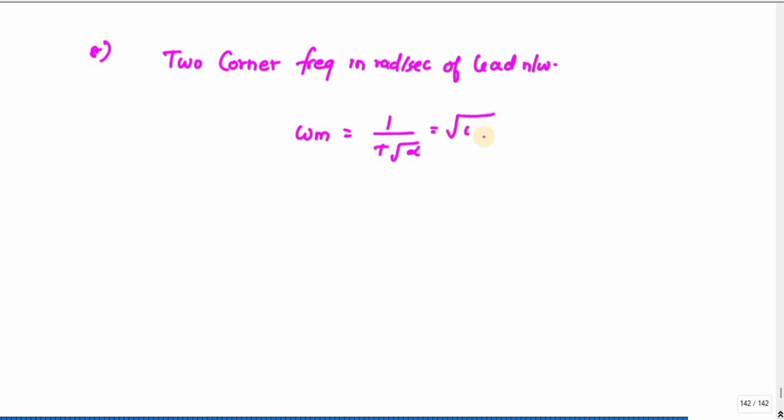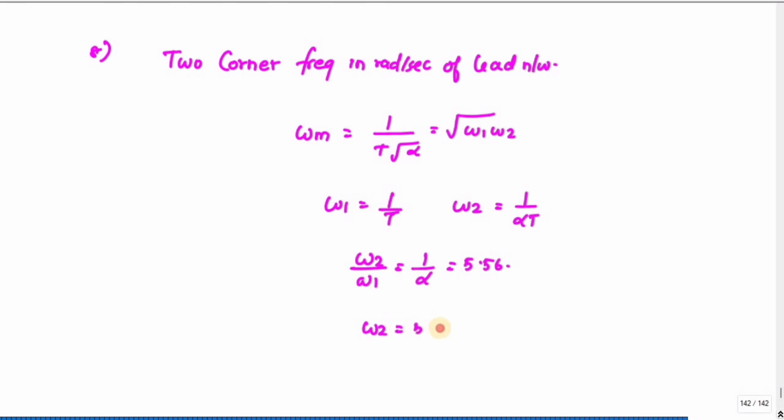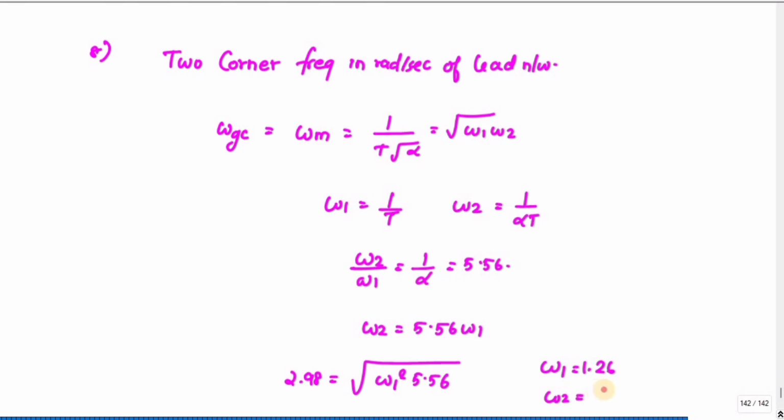So ωgc is equal to 1 / (T √α), that is equal to √(ω1 ω2). So ω1 is equal to 1/T, ω2 is equal to 1/(αT). So ω2 / ω1 is equal to 1/α. If I substitute the α value, I will get ω2 / ω1 is equal to 5.56. So ω2 is equal to 5.56 into ω1. So ωgc, that is 2.98, is equal to √(ω1 ω2). So you will substitute the ω2 value, so I will get √(ω1² × 5.56). On solving, I will get ω1 value is equal to 1.26 and ω2 value is equal to 7.